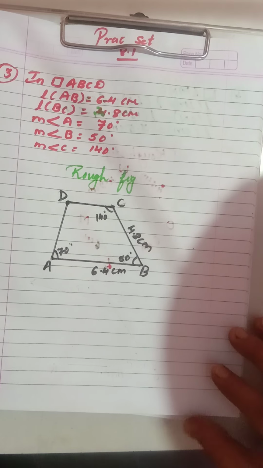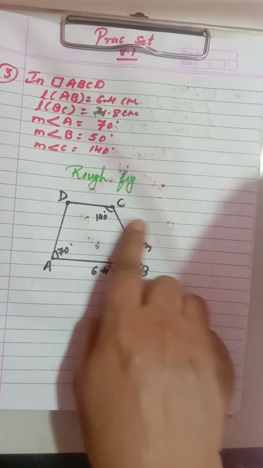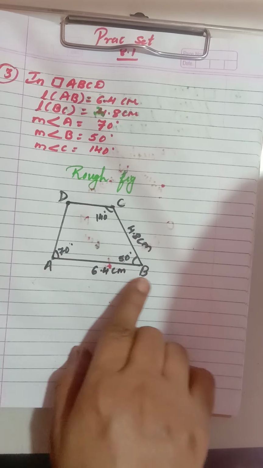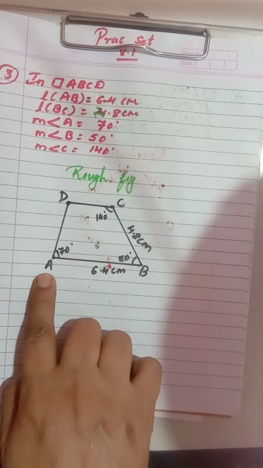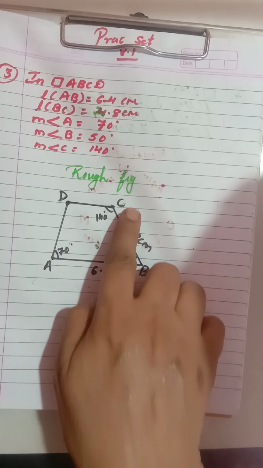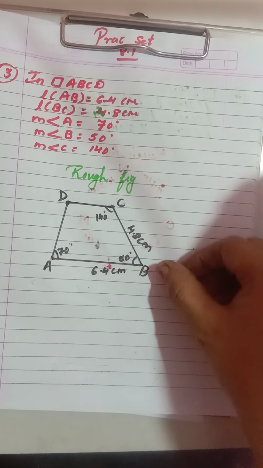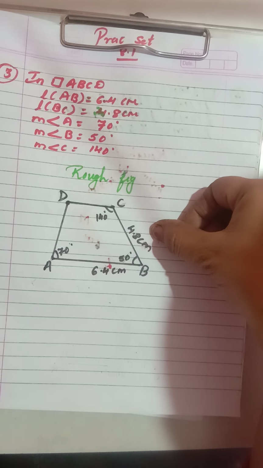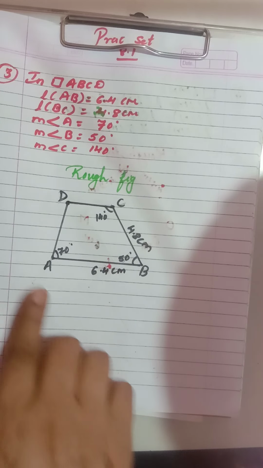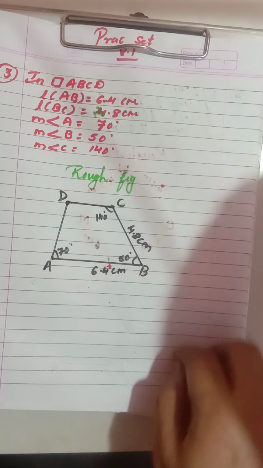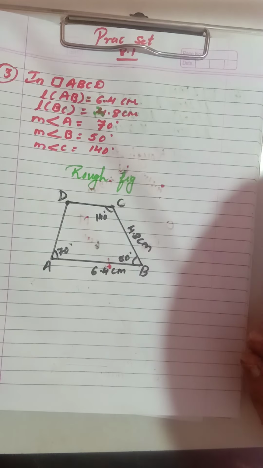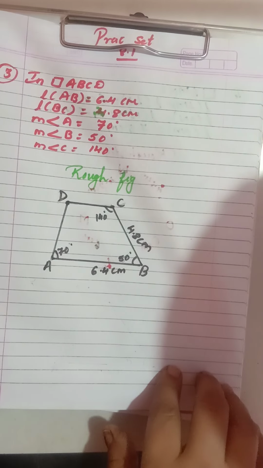So with the help of the given data, I have already drawn the rough figure so that we don't waste much time. Now here you can see quadrilateral ABCD. Here AB is 6.4 centimeter, BC is 4.8 centimeter, angle A is 70 degree, angle B is 50 degree and angle C is 140 degree. So this much is given and with the help of that I have drawn the rough figure.